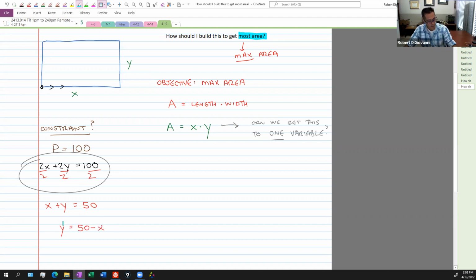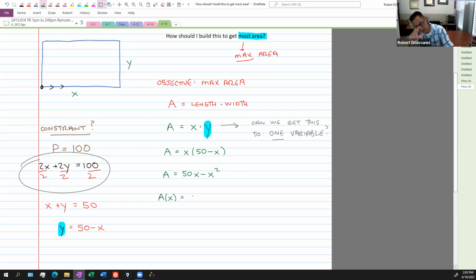If that's what Y has to be, I can replace that Y in the equation with 50 minus X. And now what I have is a new formula for area. It's X times 50 minus X, right? Which means that my area is 50X minus X squared. Is the area now a function of one variable only? Yes. Can we find maximums of functions of one variable? Absolutely.